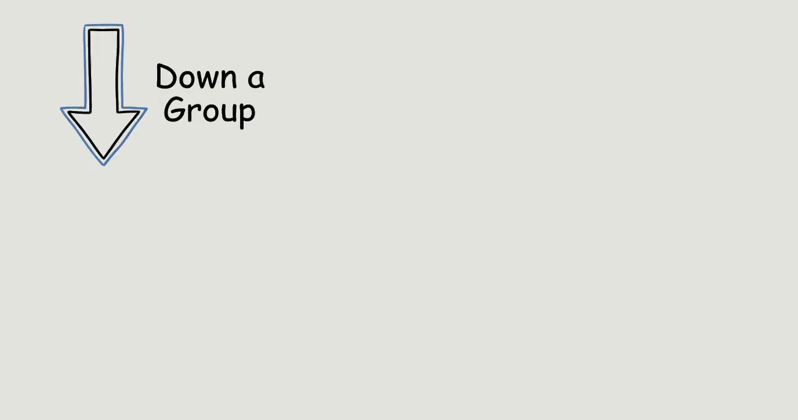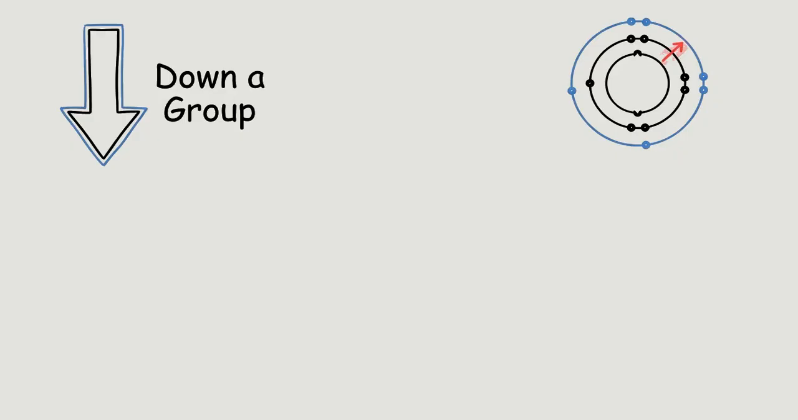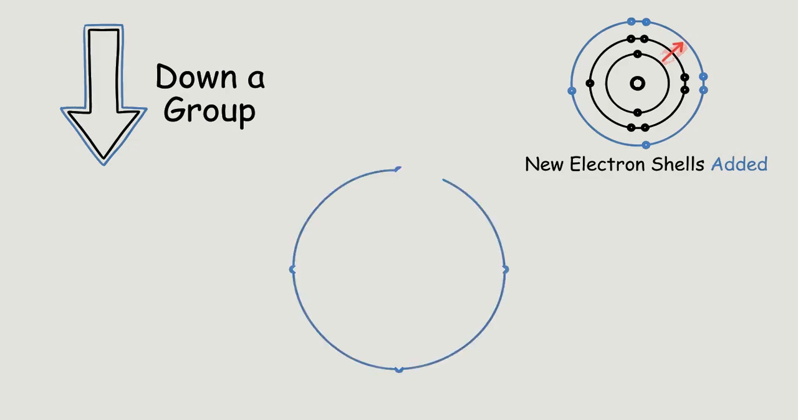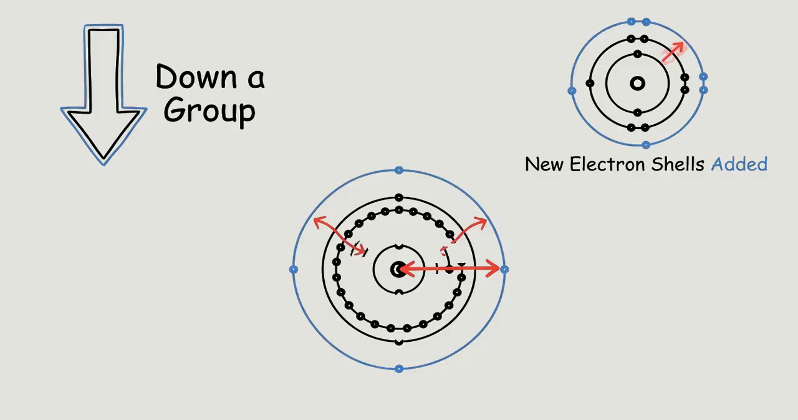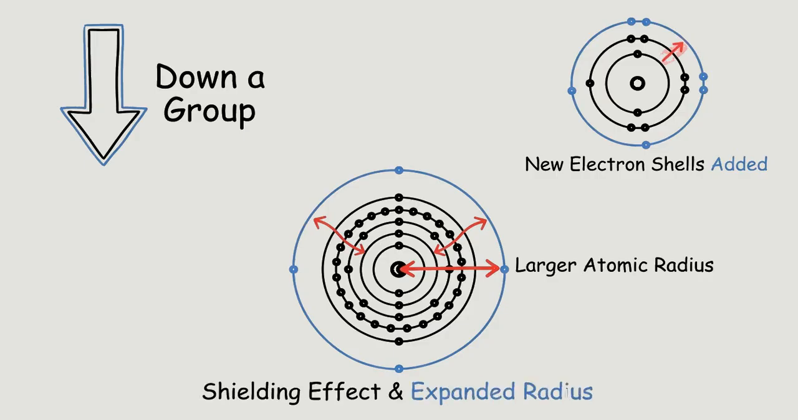Going down a group is different. Each step adds a whole new electron shell. The valence electrons are now farther from the nucleus, and there are many more inner electrons providing shielding. Even though nuclear charge increases, the increased distance and shielding dominate. The outer electrons feel a weaker pull and spread out more, so atomic radius increases down a group.